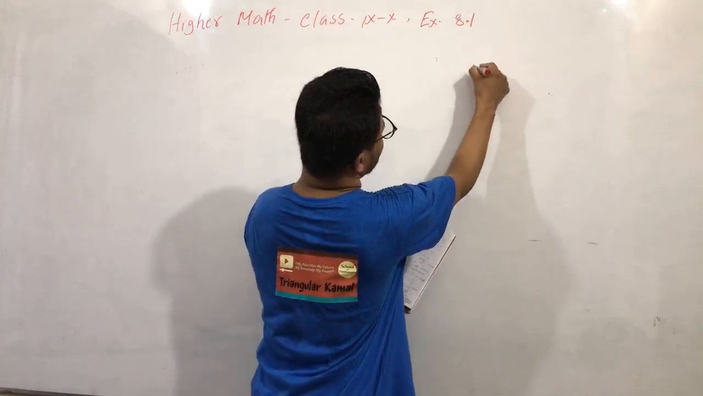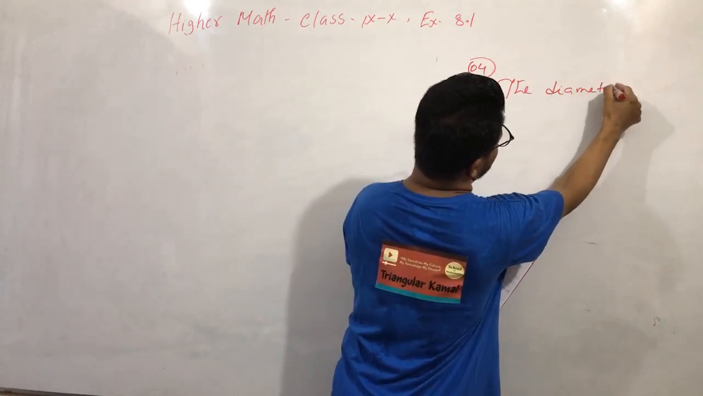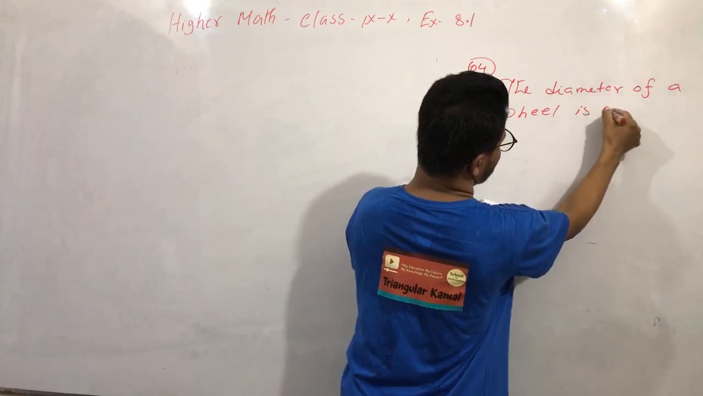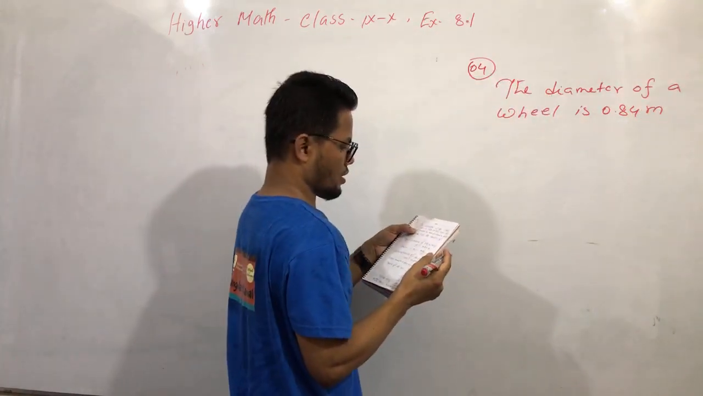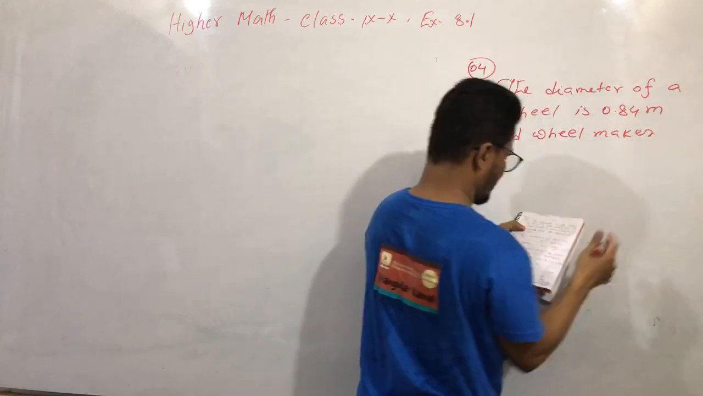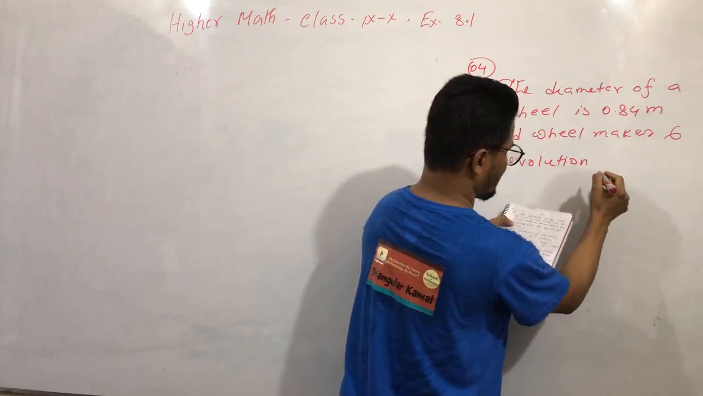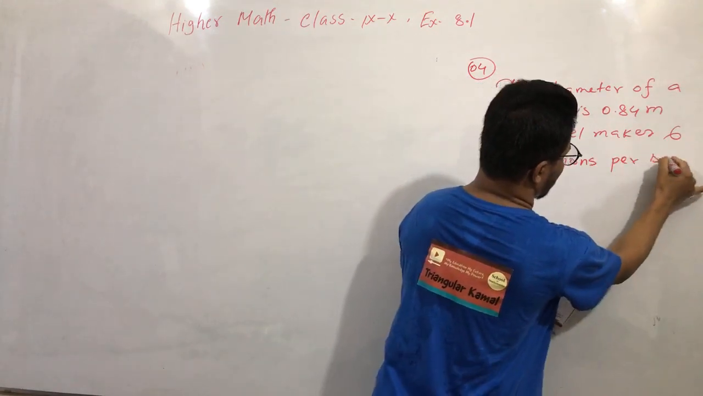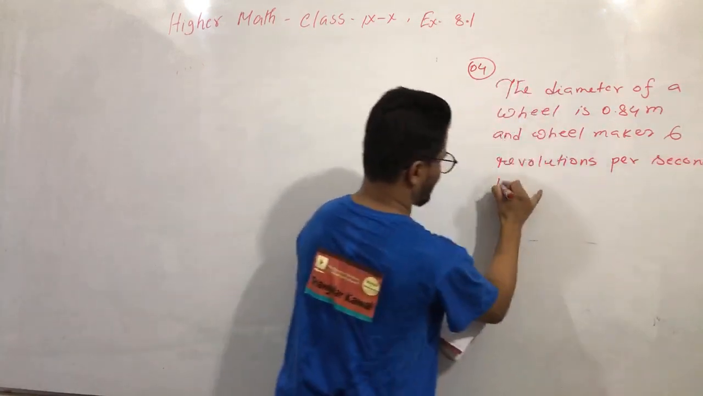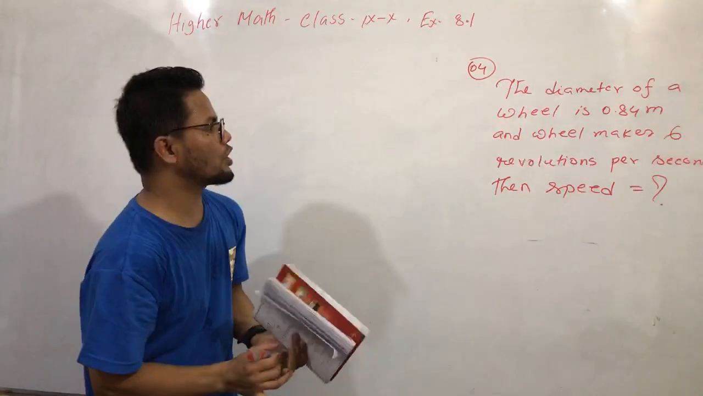Like if we write here question number 4: the diameter of a wheel is 0.84 meter, and the wheel makes 6 revolutions per second. So this is the short form of the question.